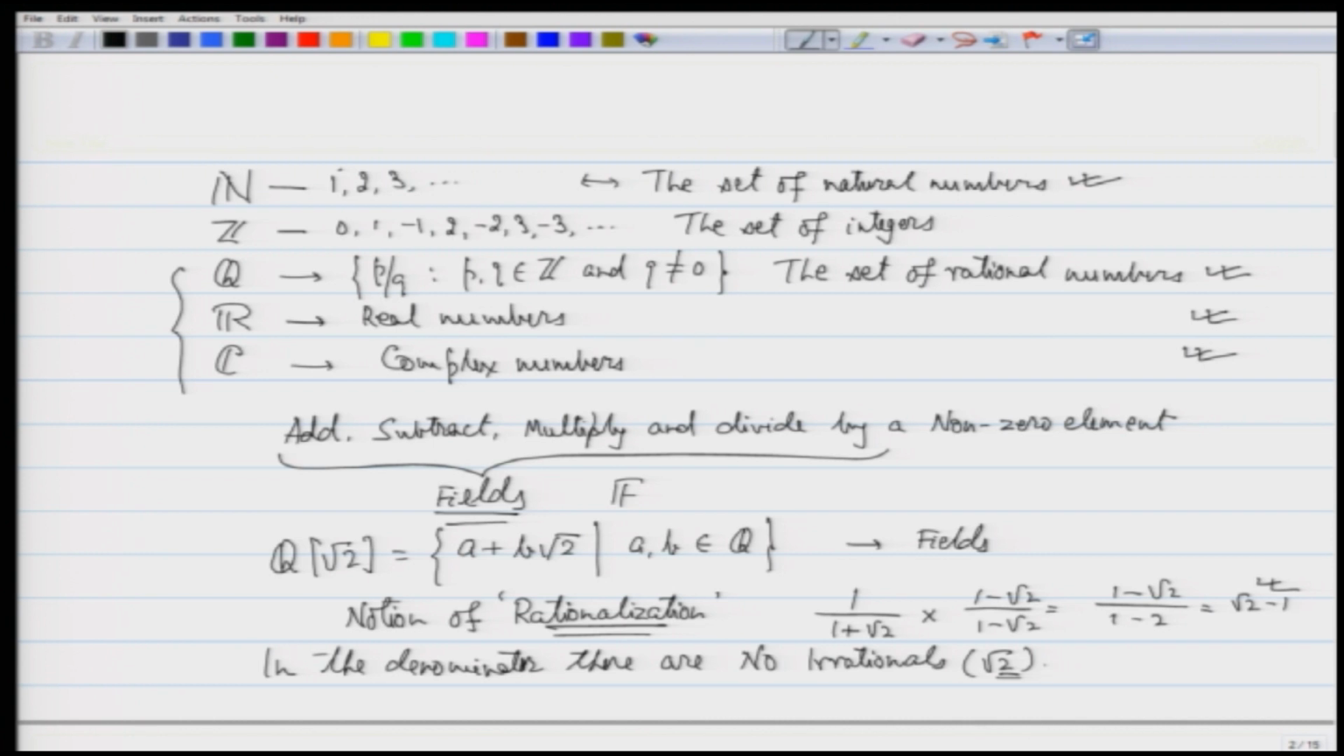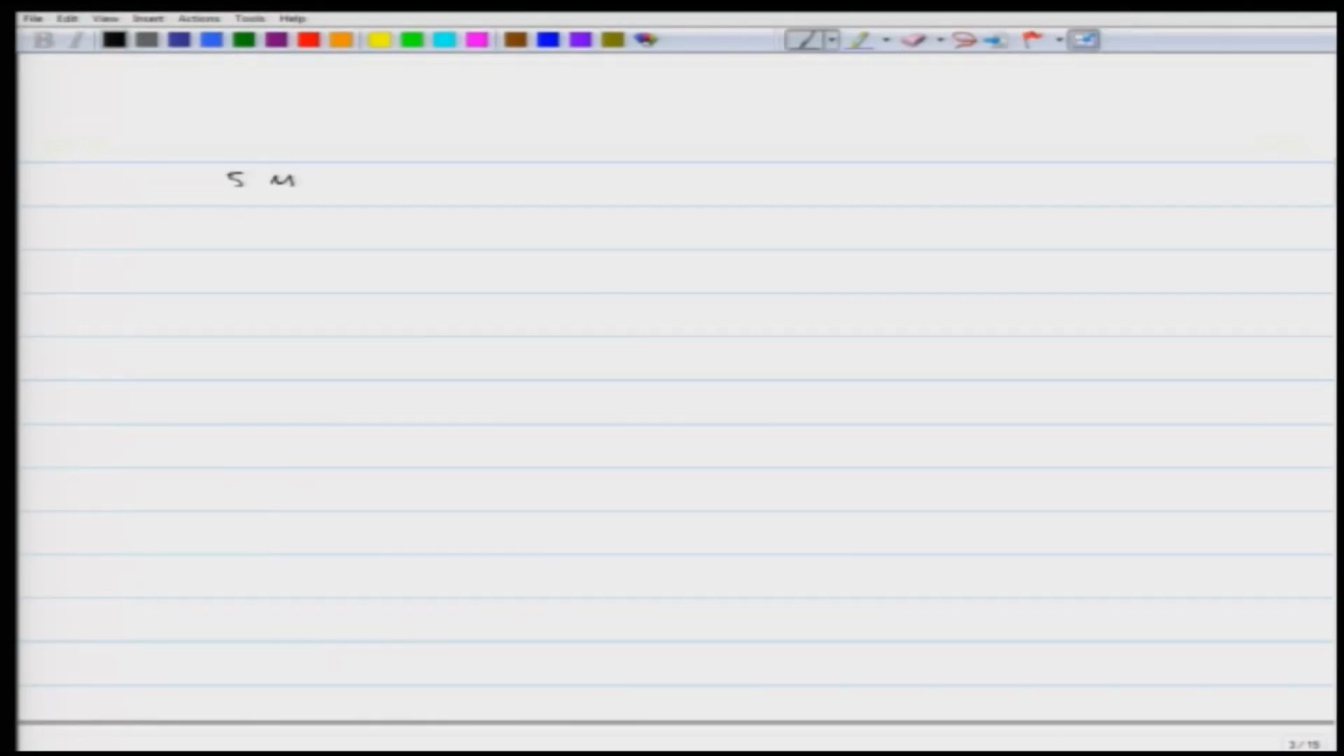So, we will be looking at such fields. If you look at all the fields that we have seen till now, they have the property that they have an infinite number of elements, but we also have fields which have a finite number of elements, and it turns out that for every prime p there is a field corresponding to that. So, for example, let us look at Z5. 5 is a prime.